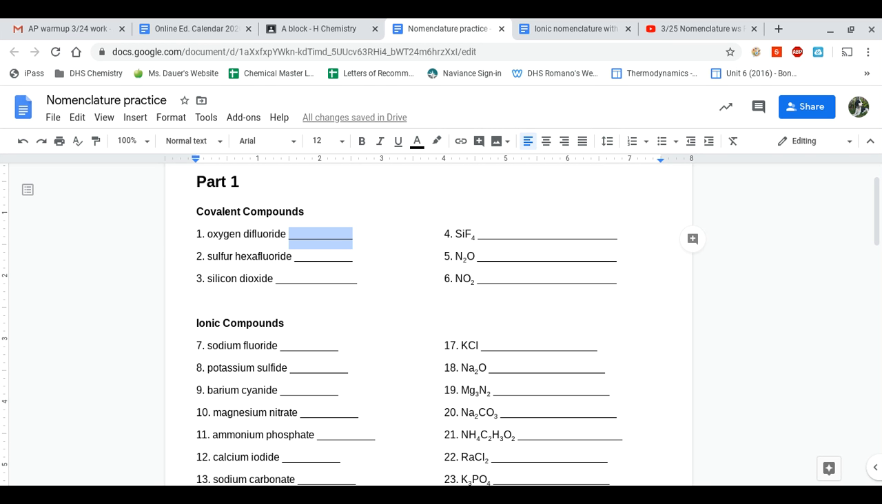Now, one other thing I didn't touch on in number 1, and maybe I should have, is about the ending here. For fluorine, the element, we're going to drop the ending. So fluorine is going to become fluoride. We have 4 of them, so we're going to use the prefix tetra. We can't use the prefix quad. We're going to use the prefix tetra in chemistry. So we're going to say it's tetrafluoride.